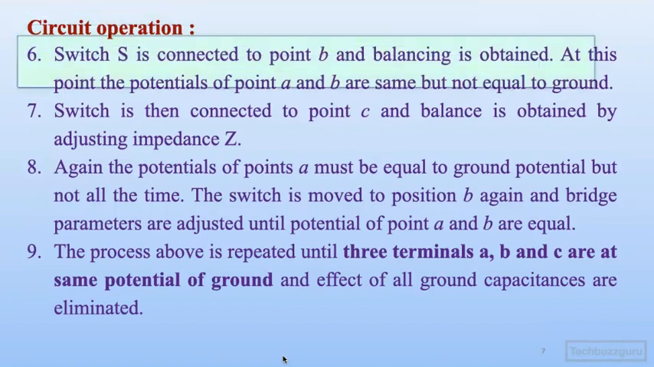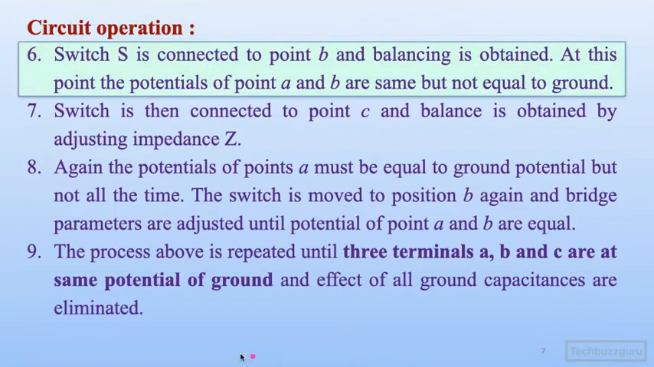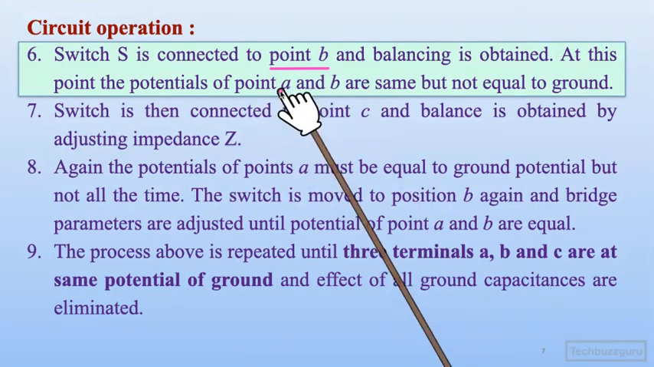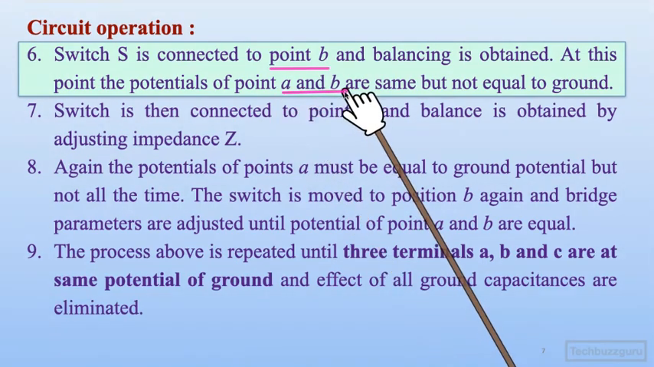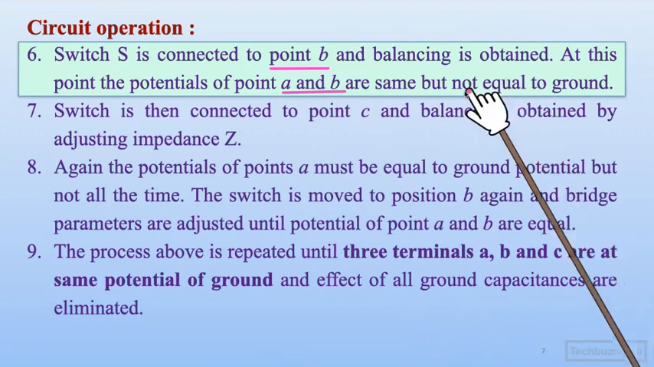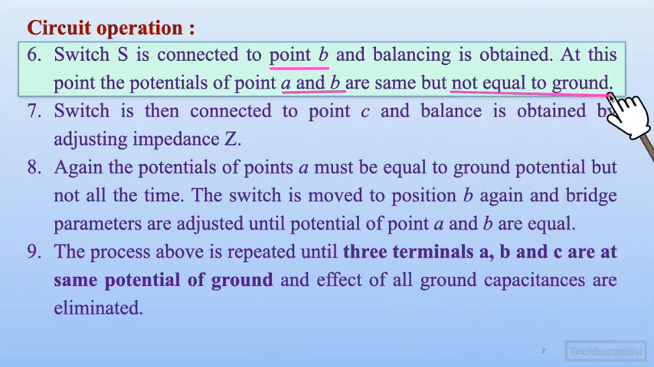First of all, the switch is positioned to point B. Point B means the left position, okay? Usual bridge point B, and then balancing is obtained, right? At this point, the potential of points A and B are the same. A और B के potential को equal करेंगे क्योंकि हम balance achieve कर रहे हैं, but not necessarily equal to the ground. तो इसको ground पे लाने के लिए क्या करना पड़ेगा, that is to be checked.